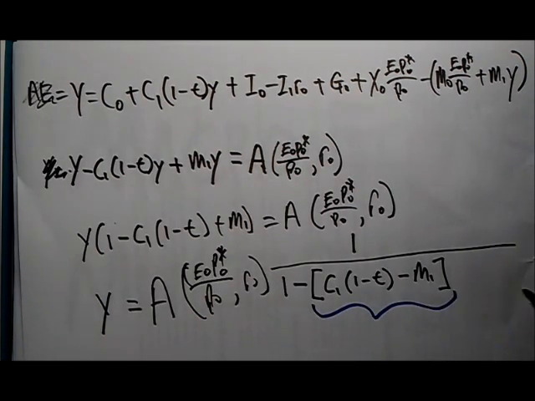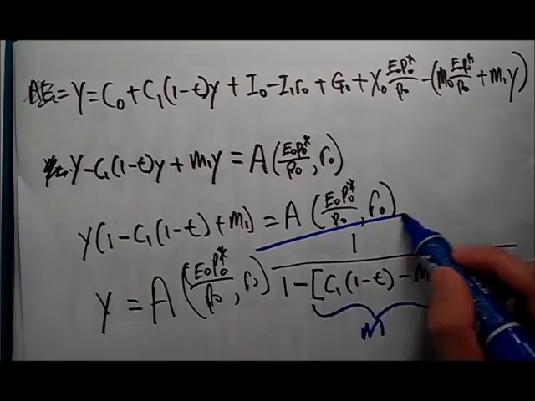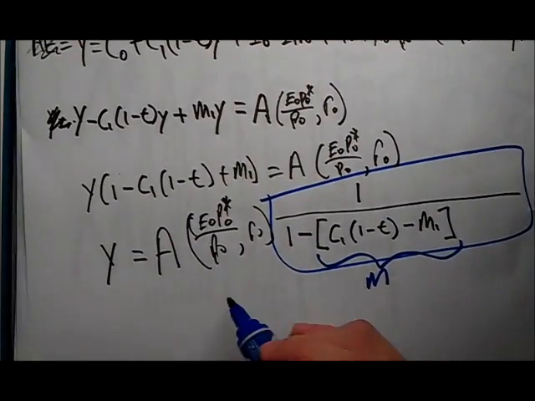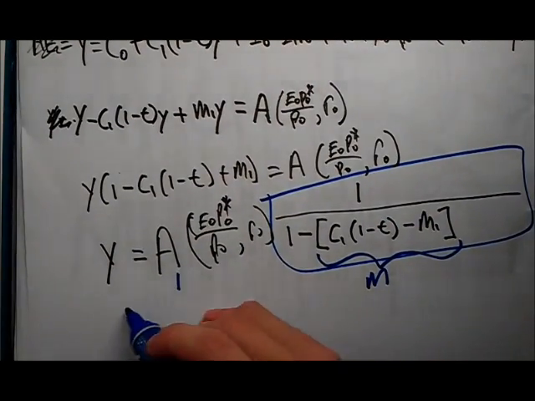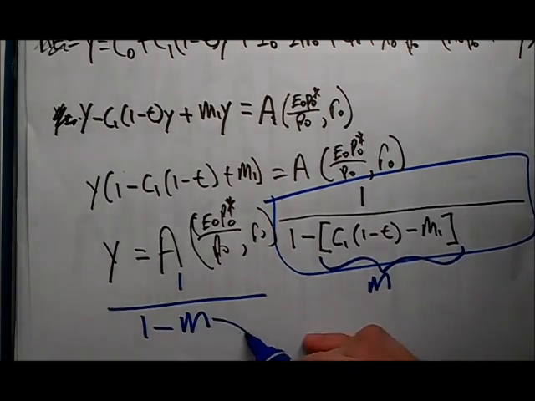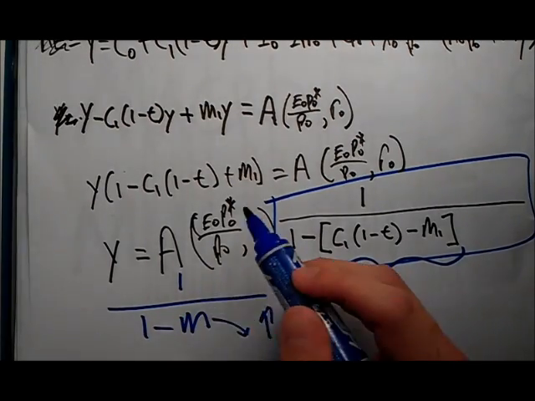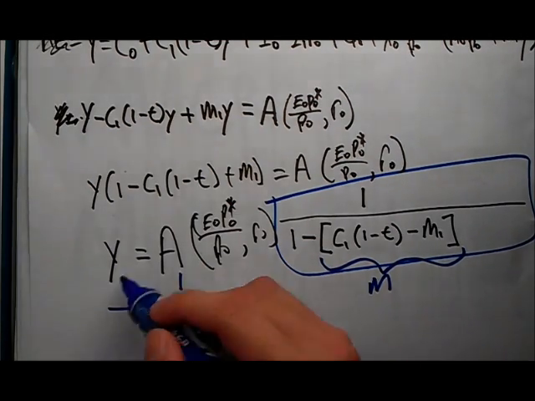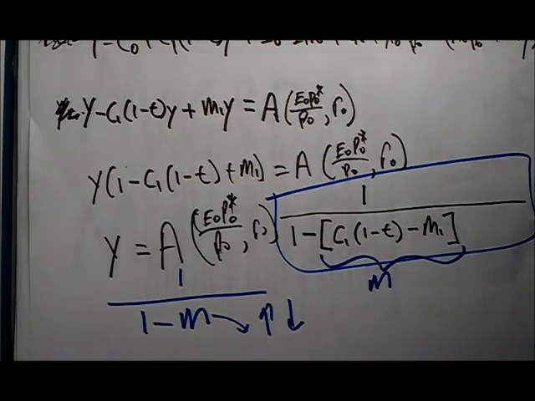Now I will come to the reason why we formulate the multiplier like this. Just look at this part. Now we get 1 over 1 minus m. If m is going to increase, this whole thing is going to increase. If m is going to decrease, this whole thing is going to decrease. So whatever happens to your multiplier is going to affect the slope of your AE curve.